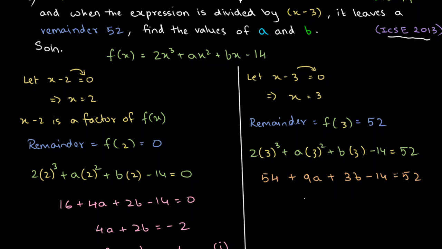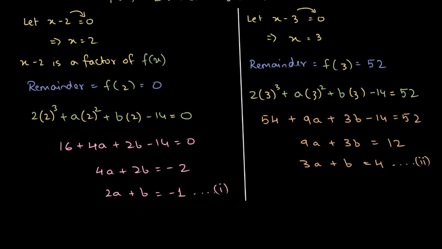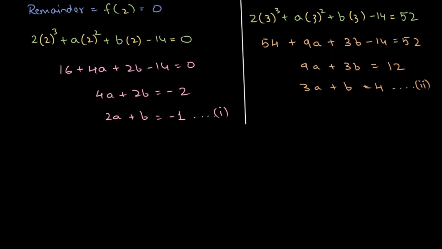Let's rearrange this equation. So I have 9a plus 3b. 54 minus 14 is 40. 40 taken to the other side, 52 minus 40 is 12. So this is equal to 12. If I divide this entire equation by 3, I end up with 3a plus b is equal to 4. Let's mark this as our second equation, right? So we have two unknowns a and b, and two equations: 2a plus b is equal to minus 1 and 3a plus b is equal to 4. So now we can solve them simultaneously and get our final answer, right?